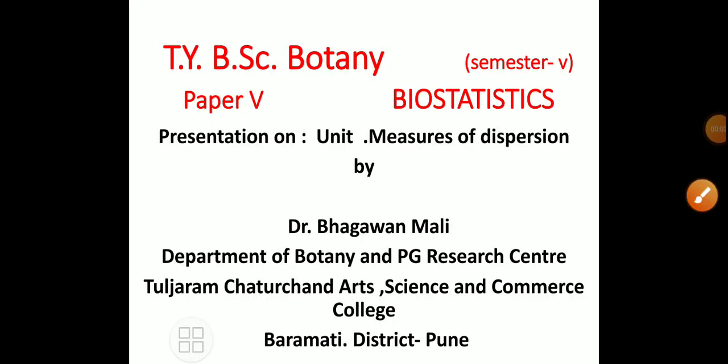Hello friends, in the last lecture we got an idea about randomness and the most important unit we studied, that is measures of central tendency. But friends, another unit from your paper 5th Biostatistics is very important, that is the measures of dispersion. When we understand the title of the unit, it will be very easy to understand the content of the unit.